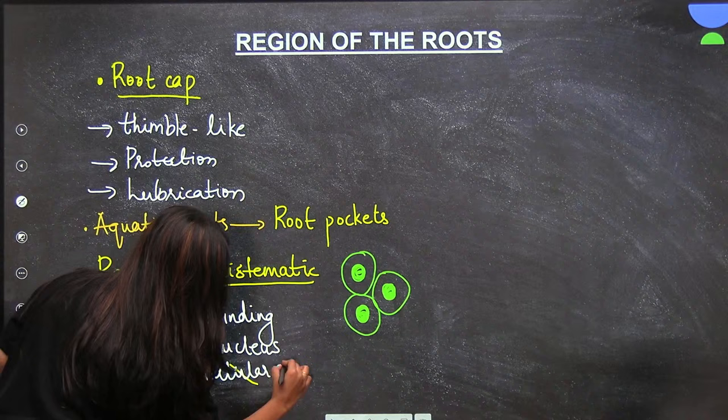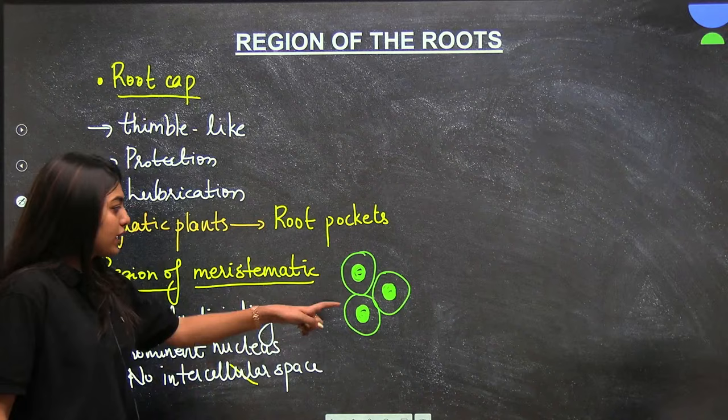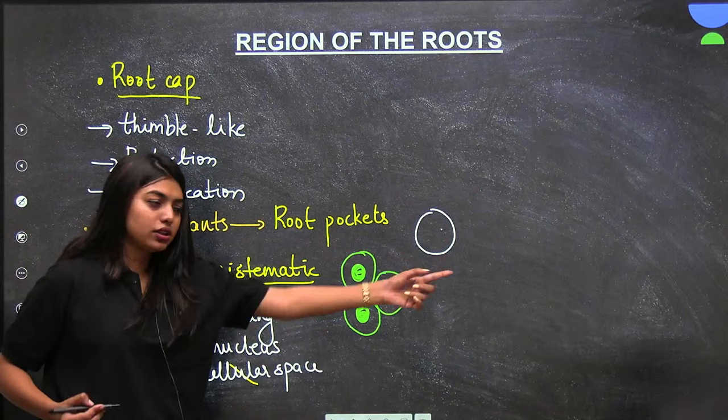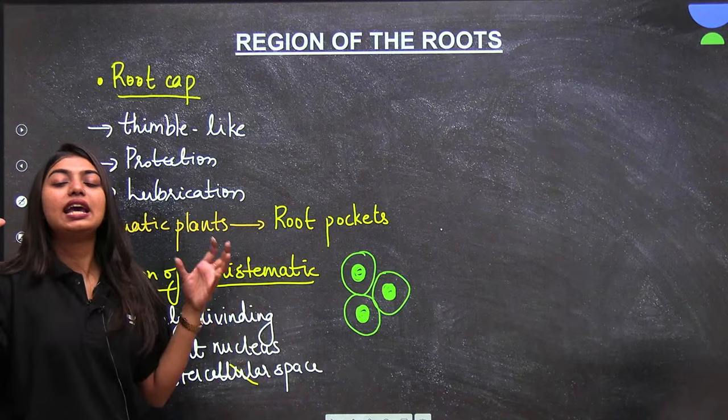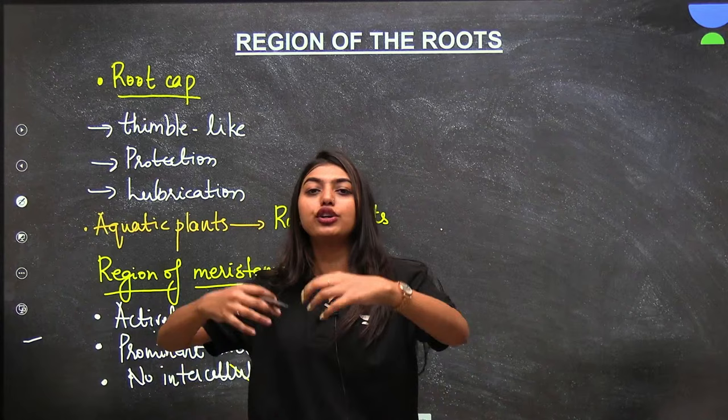Yes, dense protoplasm is there. Clear? Prominent means what? Look at this nucleus. If I draw one cell like this, does this look prominent? No, right? This looks prominent. So, prominent means a well-developed structure that is easy for us to identify. So, students, what you have to know about this region is that there is active division. The cells are continuously multiplying. So, it is going to get into the next region.